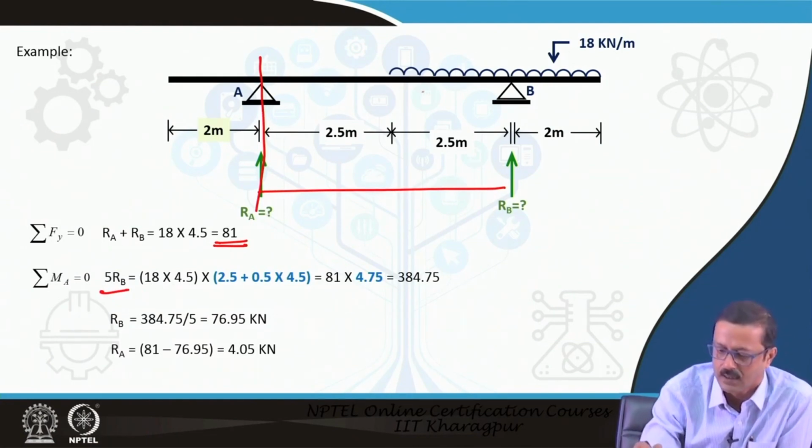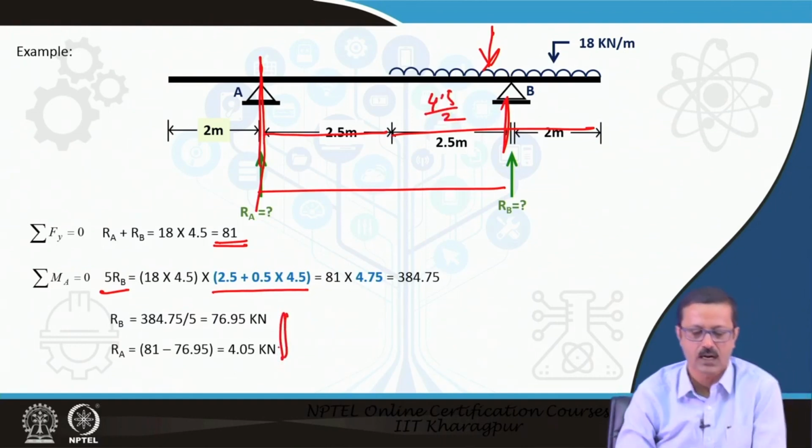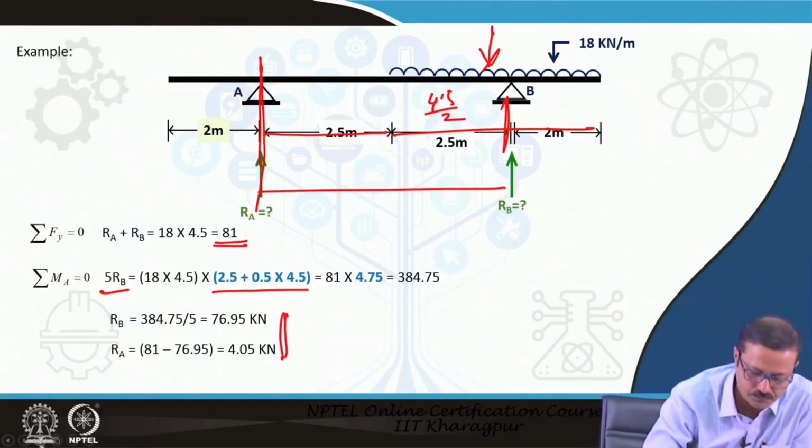The total length is 4.5, because 2.5 plus 2, and if you please read from here, the center point of this is 2.5 plus half of 4.5. This is half of 4.5. So, that gives me the equation, and finally, I come down to RB and RA.